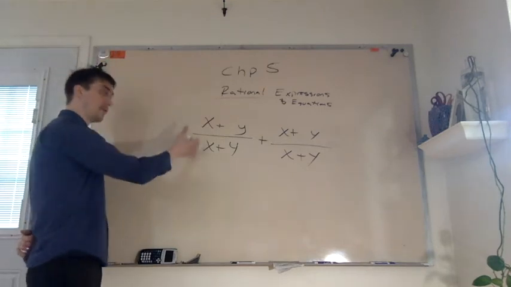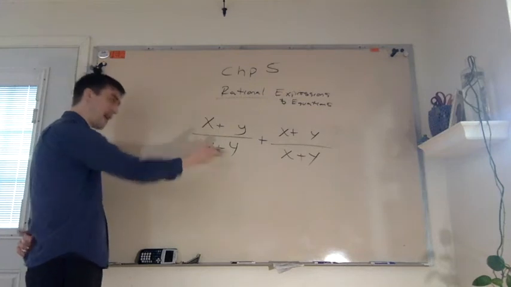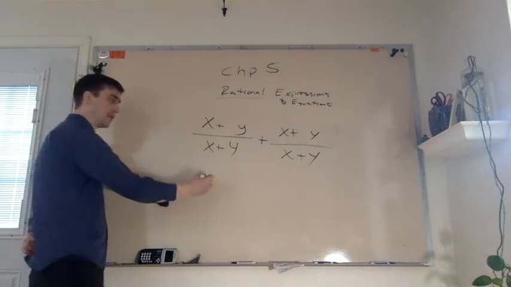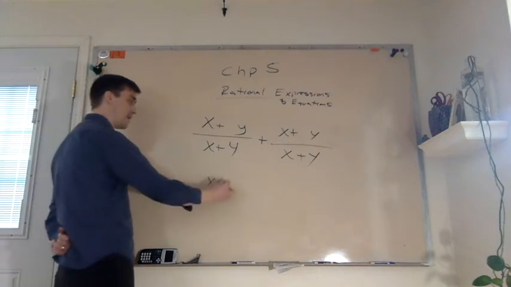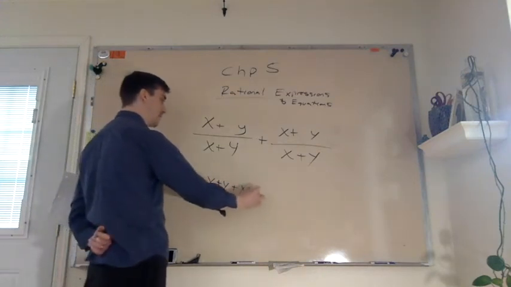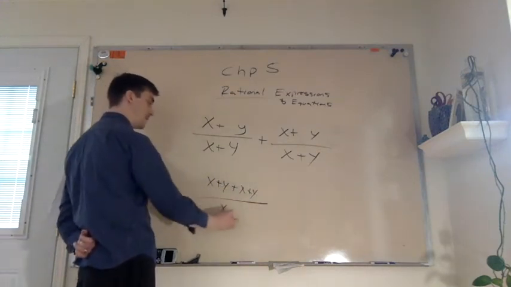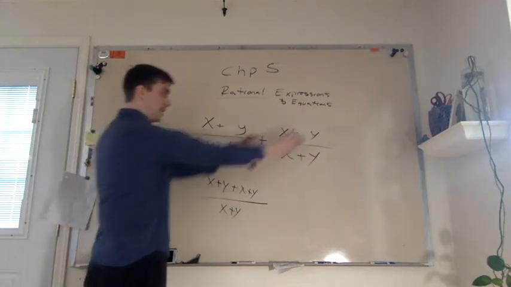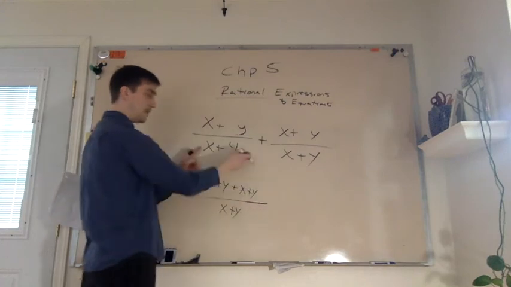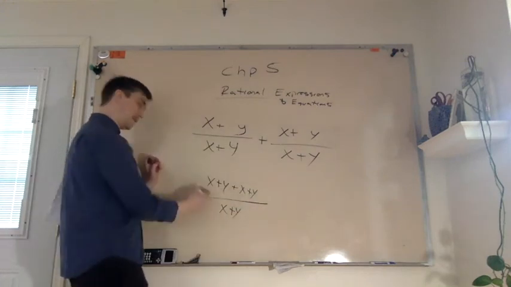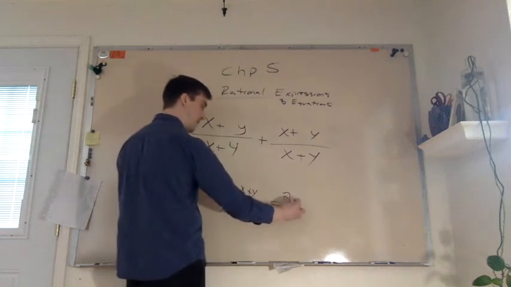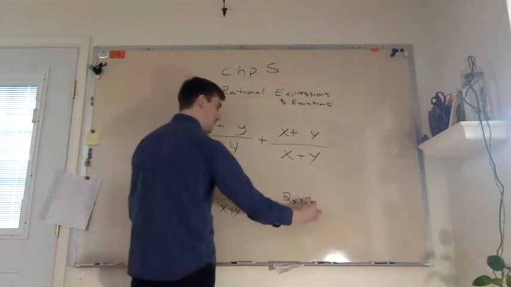So you have a fraction plus a fraction. They have common denominators, so you can just do the operation on the top. So it's x plus y plus x plus y over x plus y. This plus this over the common denominator. Again, you have some simplifying to do here. On the top you can do x plus x, which is 2x, y plus y, which is 2y.